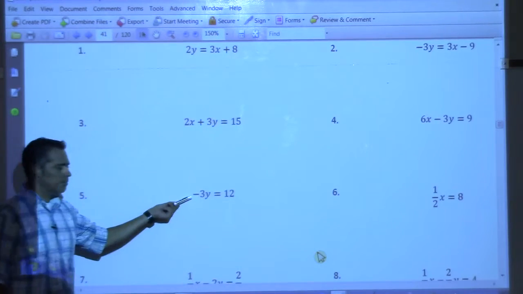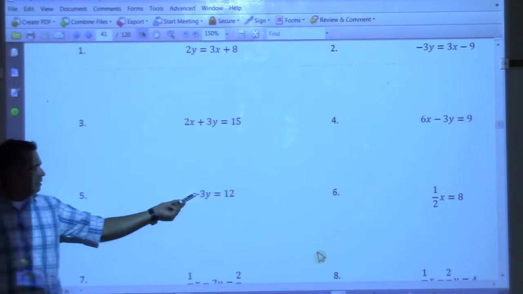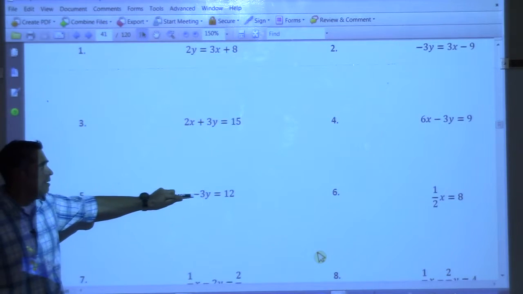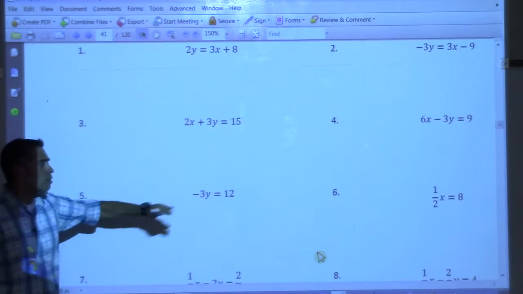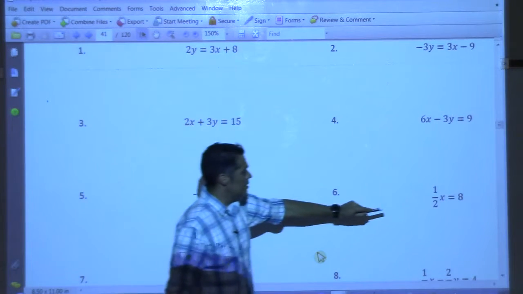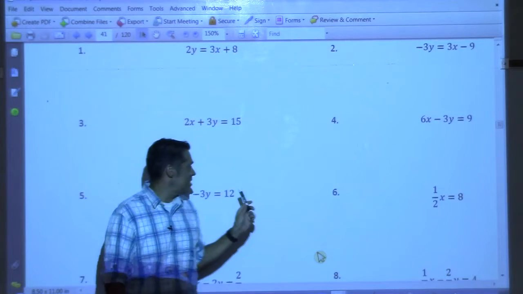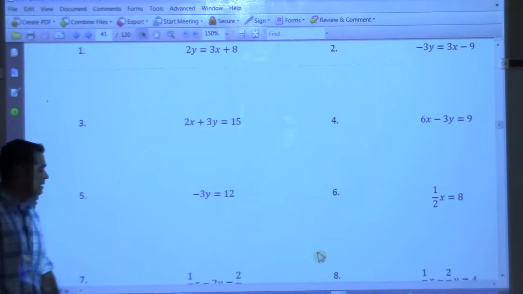What about this one? This should be a little light bulb in your head from last class. Divide by -3, and we know that this is what type of line? If y is a number, it's a horizontal line. And then this one over here, you have just x as a number, that should be a vertical line. So these are 2 exceptions. These are always going to be exceptions to the 2 methods we have.